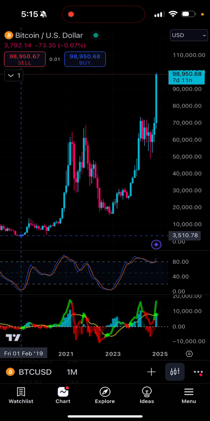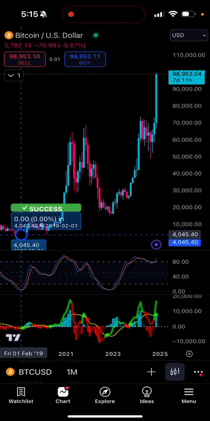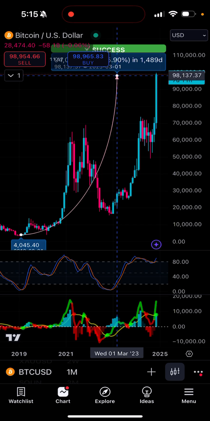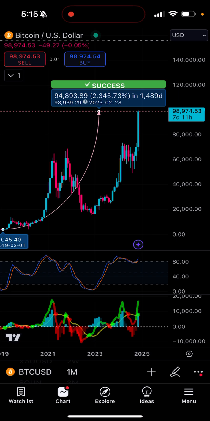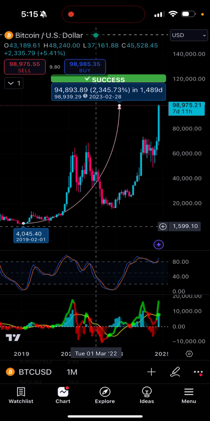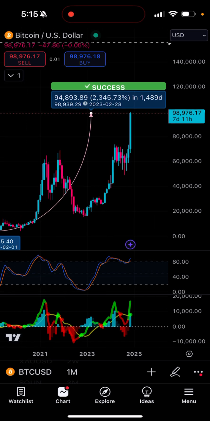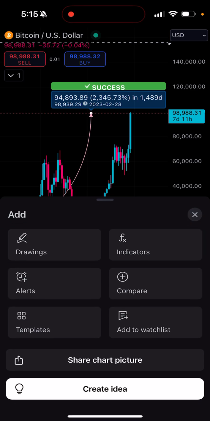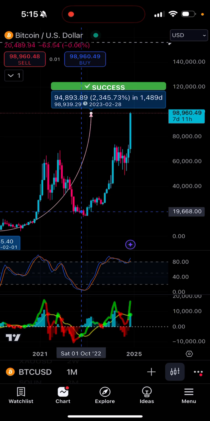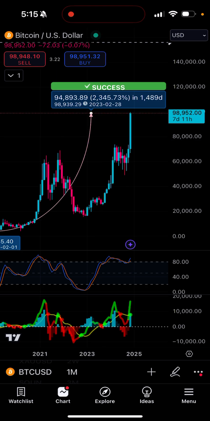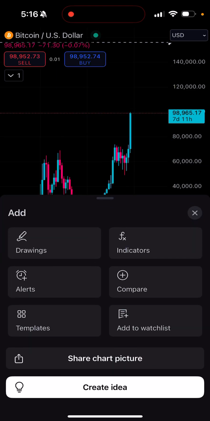So if you bought the first time at about $4,000, as of right now, in 4 years you would be up 23 times. If you put $1,000 into Bitcoin when my indicators told you, you'd be up 2,300%, 23x. You would turn $1,000 into $23,000. The second time I told you was right here, at the close. So let's get rid of this one, and you know exactly how much you would have made.